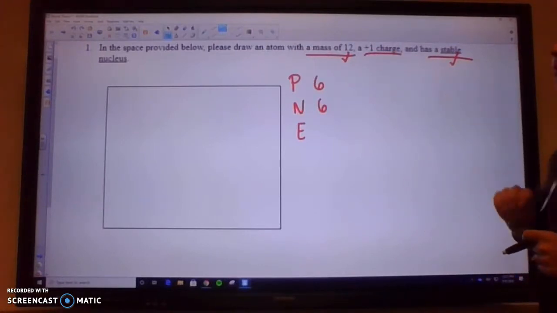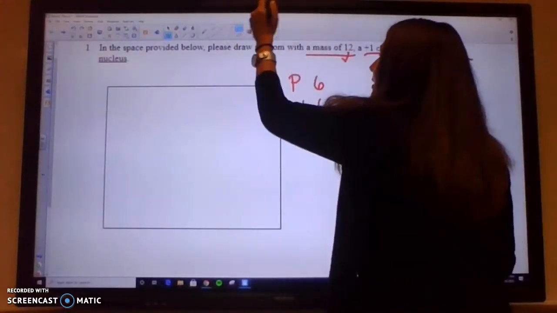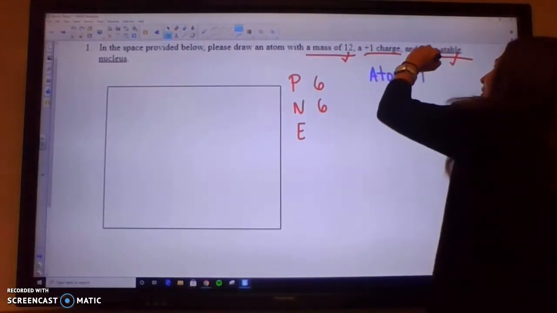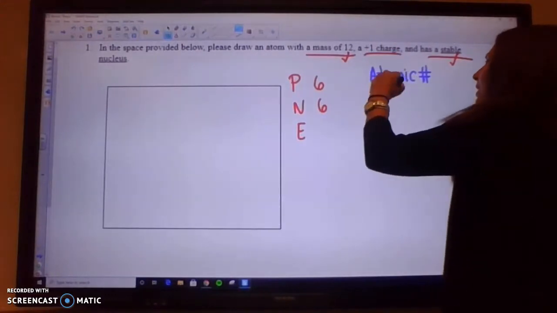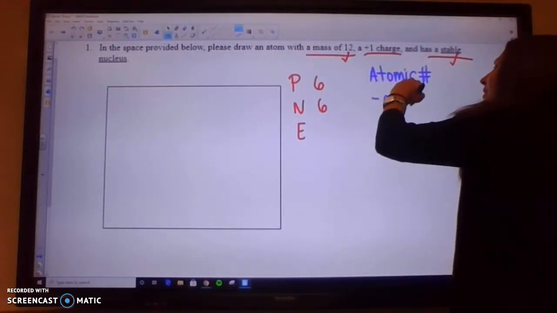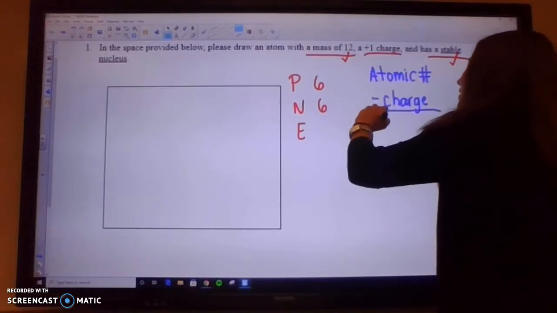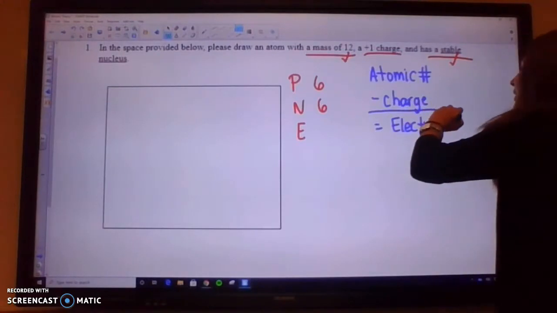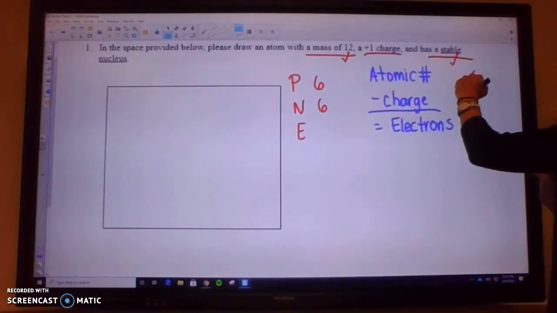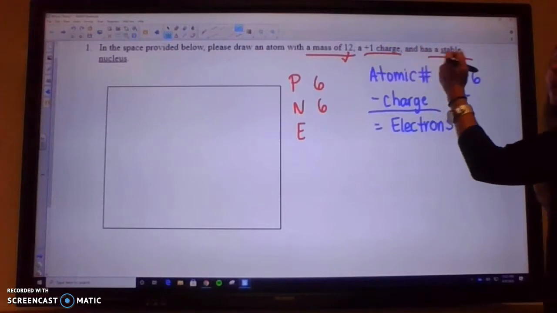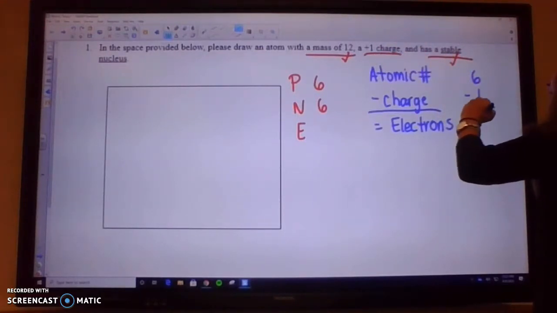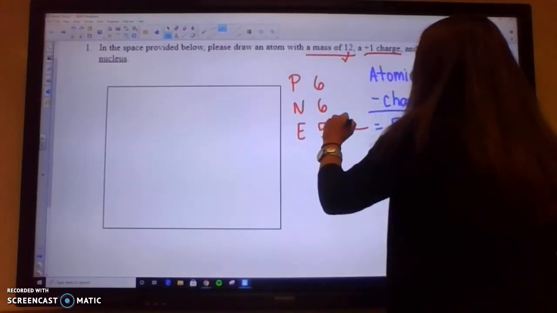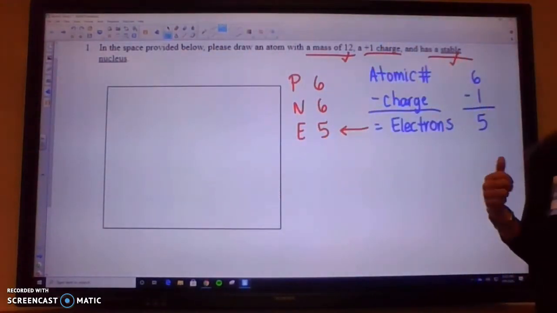And then the +1 charge. Well, I want to make sure that y'all remember in your notes somewhere I had told you that if you take the atomic number, which is the number of protons, and you subtract the charge, that gives you the number of electrons. Okay? So, in this example, our atomic number is 6. We're going to subtract a charge of a +1, so we're just subtracting 1, and that's going to give us 5 electrons. So we're going to have 5 electrons in our atom.